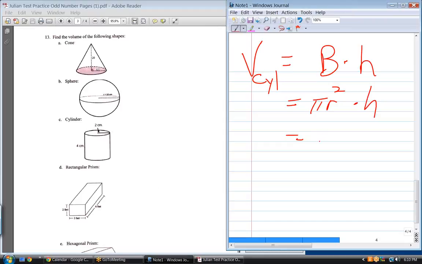Okay, fill in everything. All right, so the radius is 2. And the height is 4. So 4 times, is it 16 pi?